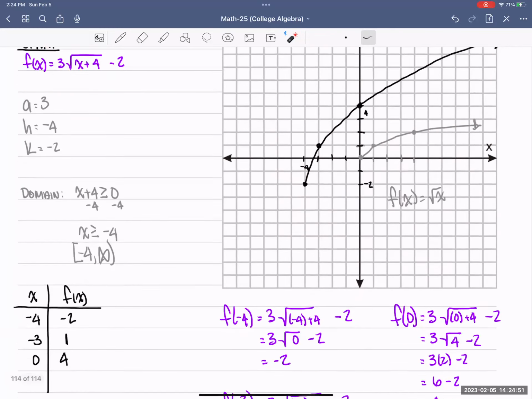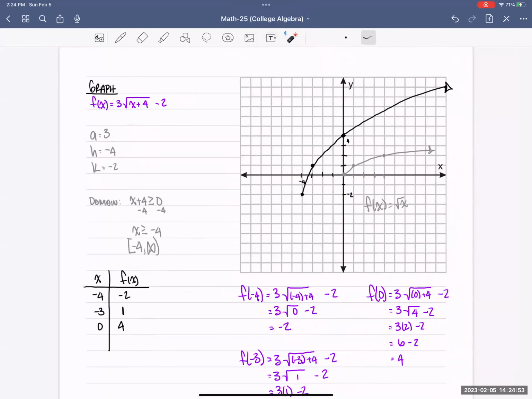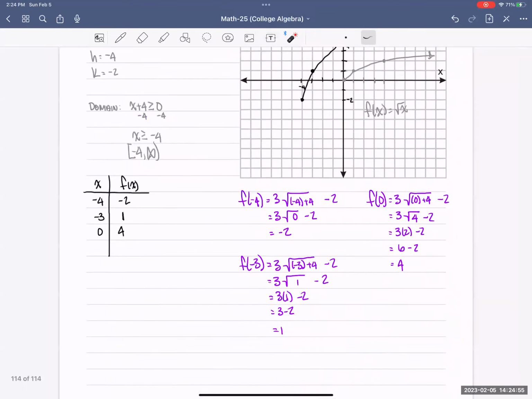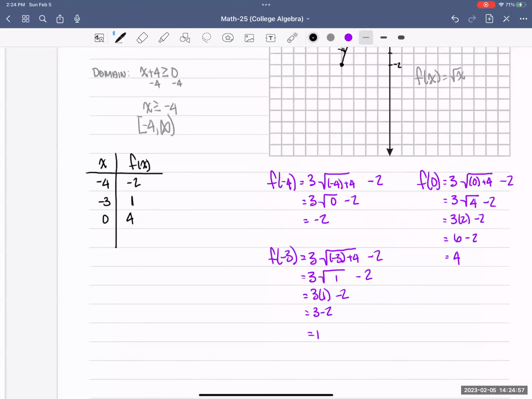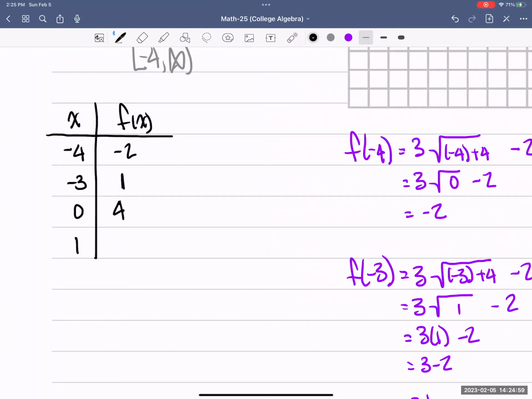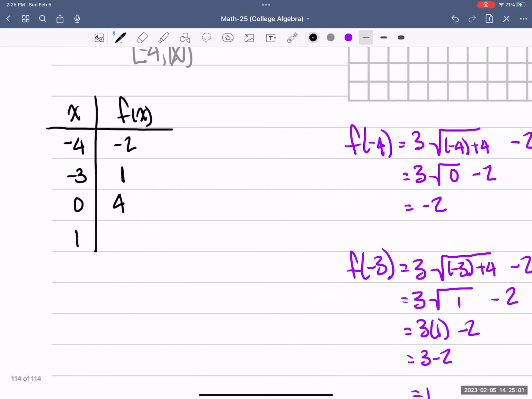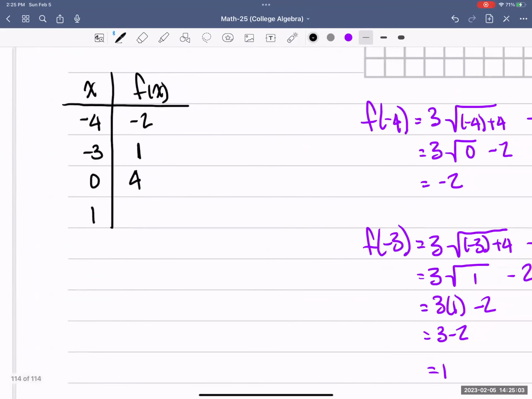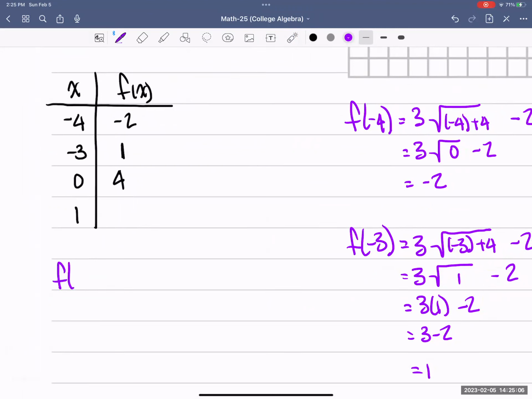If you do pick a value that just isn't the greatest, let me show you how to do that part too. So 1 is not going to give us a nice solution. Let's see what 1 does. f of 1 is equal to 3 times the square root of our input plus 4, and then minus 2 on the outside. 3 times the square root of 5, which doesn't have a nice root, minus 2.